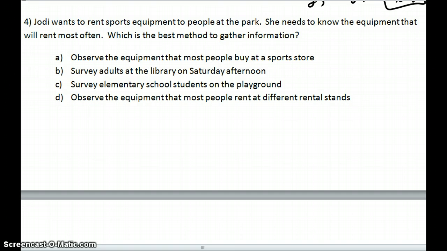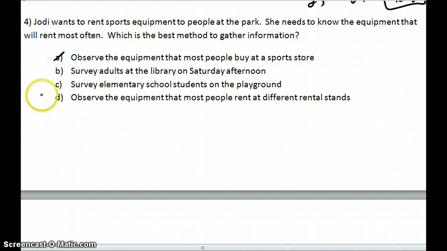Okay, Jody wants to rent sports equipment to people at the park. She needs to know the equipment that will rent most often. What's the best method to gather information? Okay, the one says observe the equipment that most people buy at a sports store. That's not necessarily telling us what they use at her park.